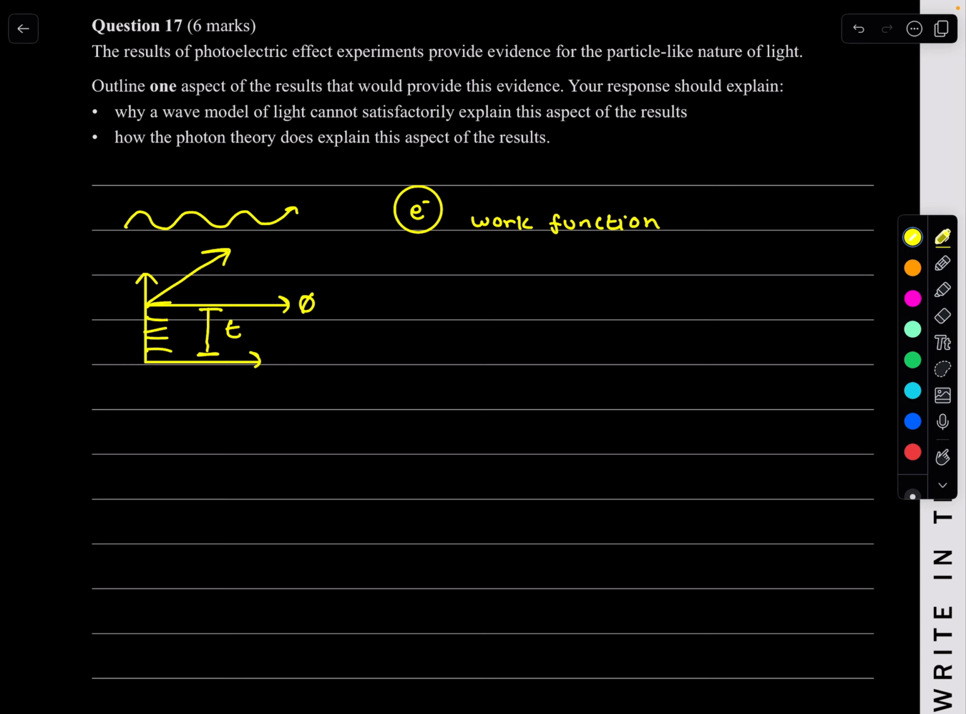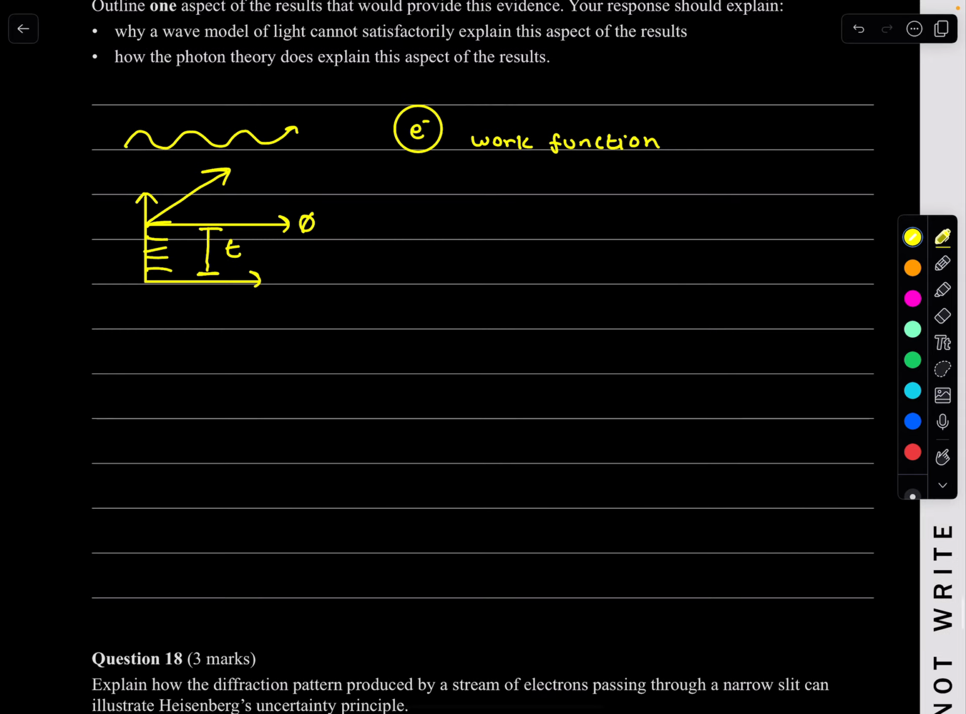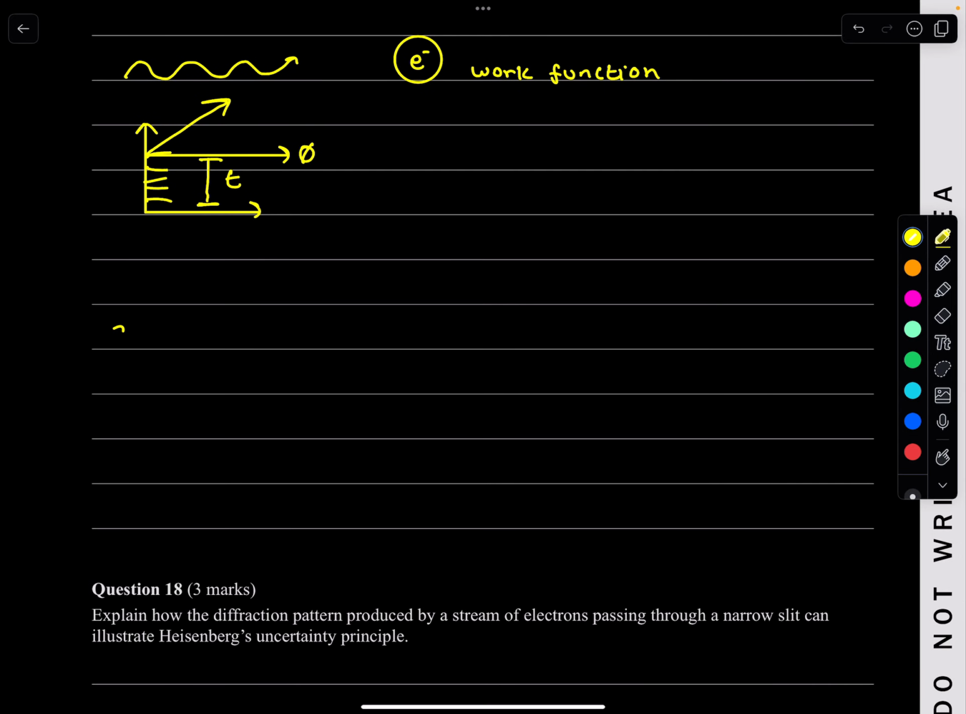What really explains that is the photon theory. The photon theory was created by Einstein, and what he said was, think of photons. Let's call this a photon. Imagine a photon going the same way, and we have an electron here. Let me write it as P. Imagine this photon.